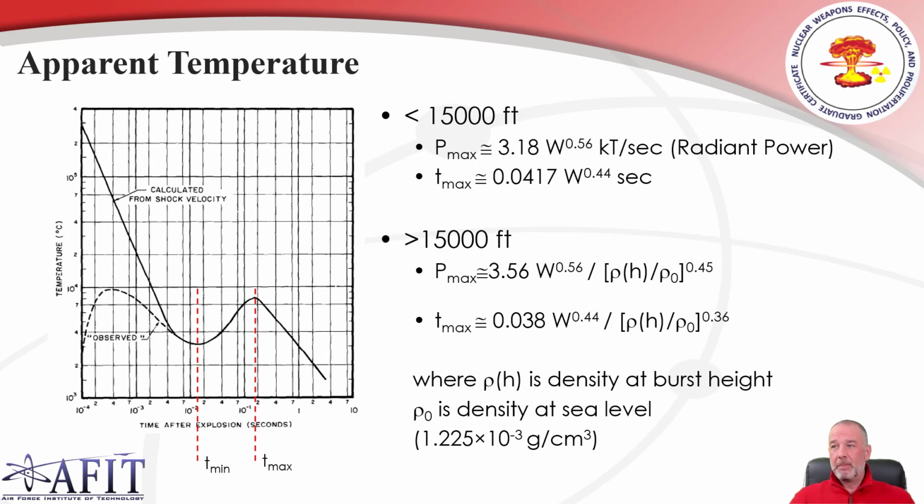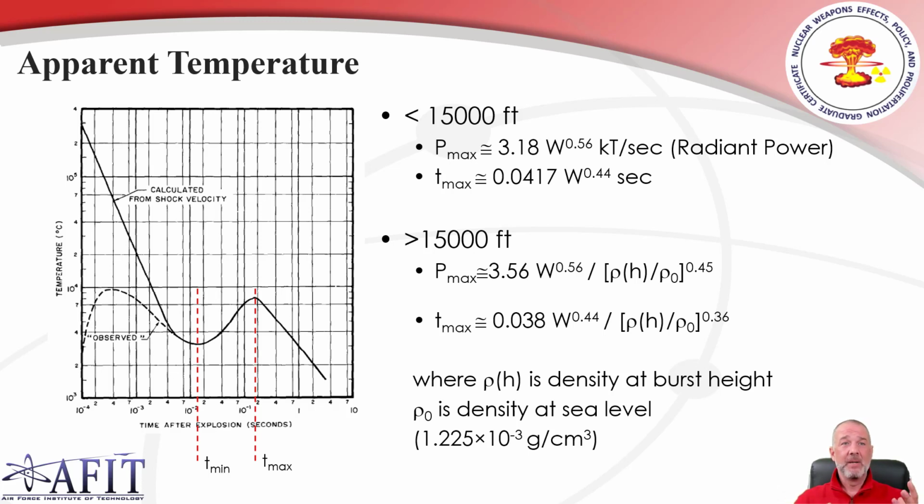So, apparent temperature. Now, there's a couple things on this slide that you just need to be aware of. We have two different regimes we're looking at, below 15,000 feet and above 15,000 feet. And there's that cool graph, but this time it's on the log-log scale, so it doesn't look quite as different as the one we saw before. And what we end up seeing here is we're looking at the maximum amount of power being produced by our weapon detonation, and what's called the Tmax.